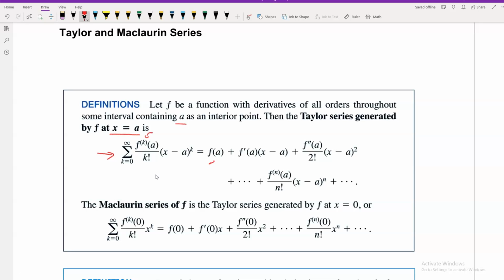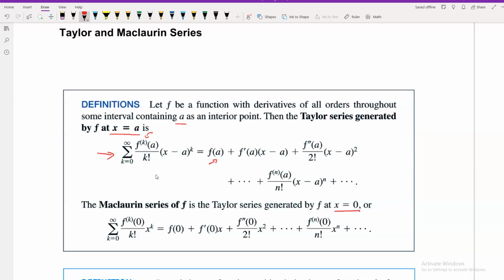This is equal to f of a plus the first derivative of a multiplied by (x minus a), plus the second derivative of a divided by 2 factorial times (x minus a) to the second power, plus three dots, plus the nth derivative of f divided by n factorial multiplied by (x minus a) to the nth power, plus, this goes to infinity, so using three dots.